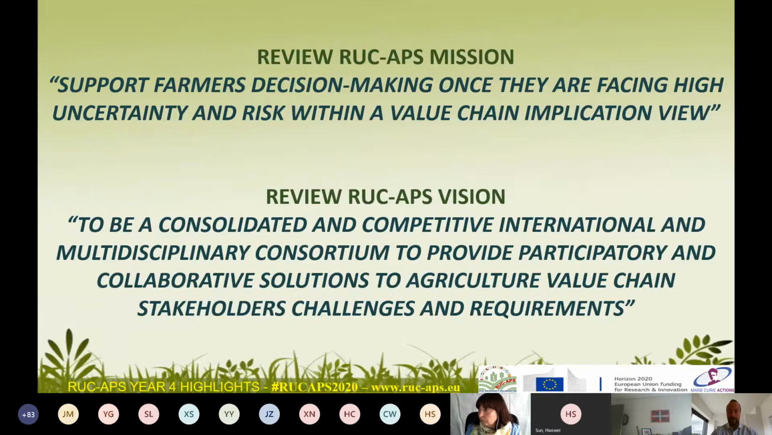And as a vision, the project aims to be a consolidated and competitive international and multidisciplinary consortium to provide participatory and collaborative solutions to agriculture value chain stakeholder challenges and requirements, which means that this project is based on real challenges and real requirements to be addressed, to be useful for the agricultural community.